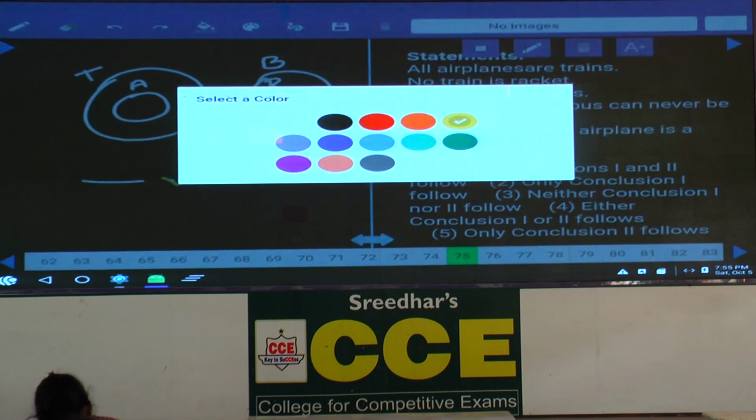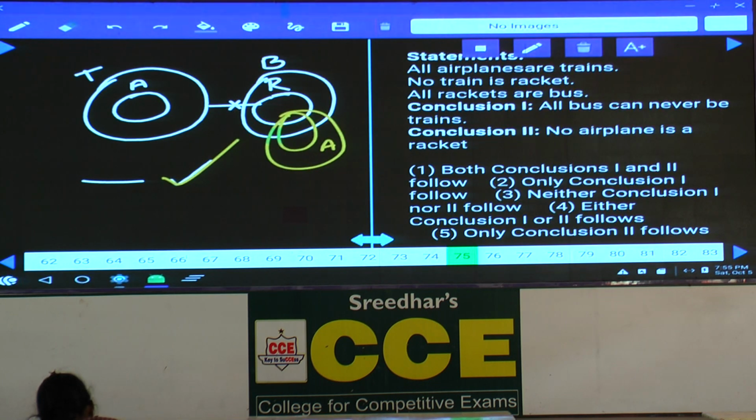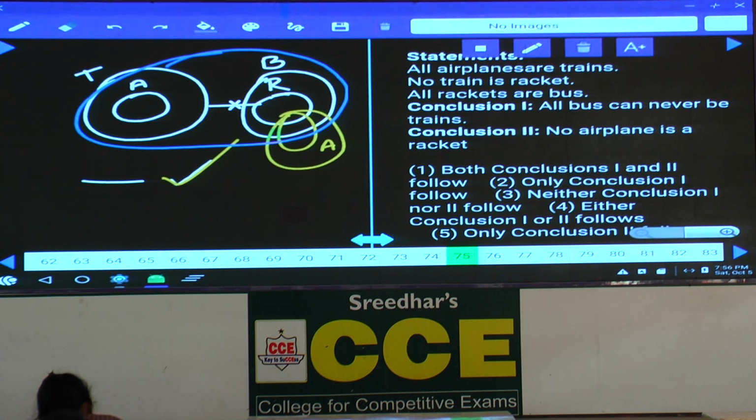Then coming to the other one, what is the next conclusion? First conclusion, all buses can never be trains. Now in order to make this one false, I need to prove all buses are trains. All buses are trains means my train should be like this. Can I draw my train like this? If we draw train like this, then no train is a racket will again be false, because all rackets are trains will be true. Hence alternate diagram cannot be drawn. Hence for me it is not possible. Here also he is claiming that it is not possible. Hence both the answers are one and the same. Hence both 1 and 2, it is given in choice 1.